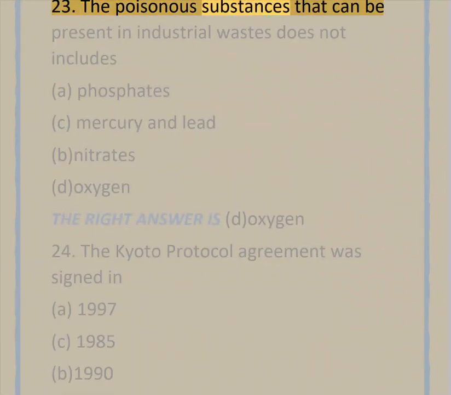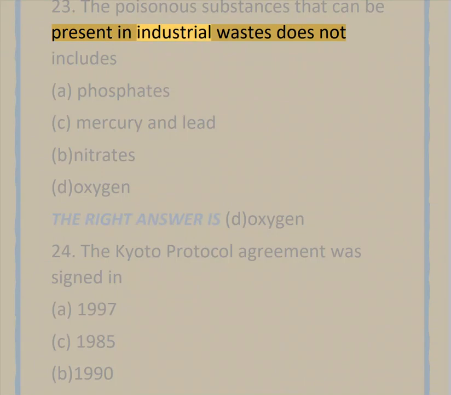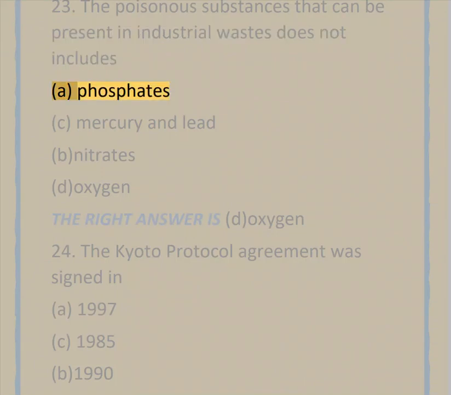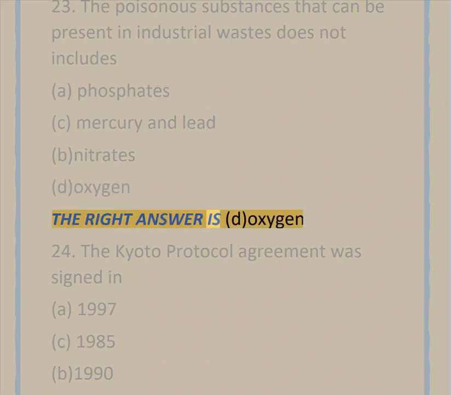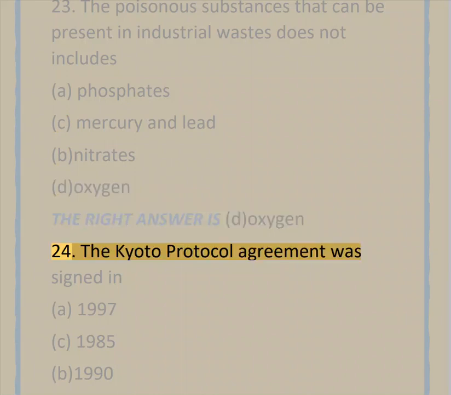23. The poisonous substances that can be present in industrial wastes does not include A. Phosphates, B. Mercury and lead, C. Nitrates, D. Oxygen. The right answer is D. Oxygen.